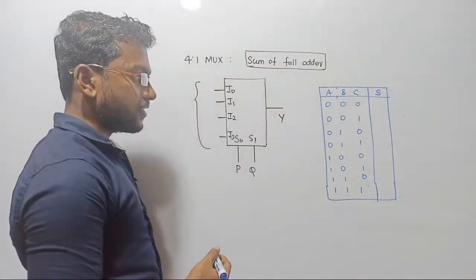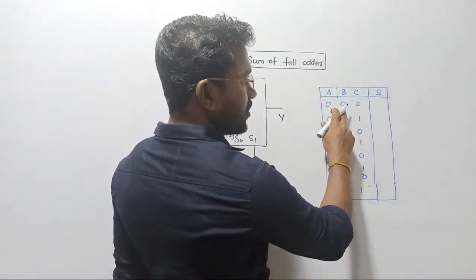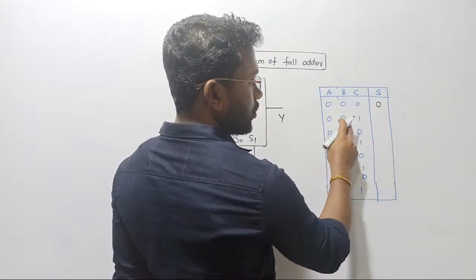Fine. Let's register the answer. What will the sum answer be? The first thing is what? See that, 0 plus 0, 0, 0 plus 0, 0 only. 0 plus 0, 0, 0 plus 1, 1.